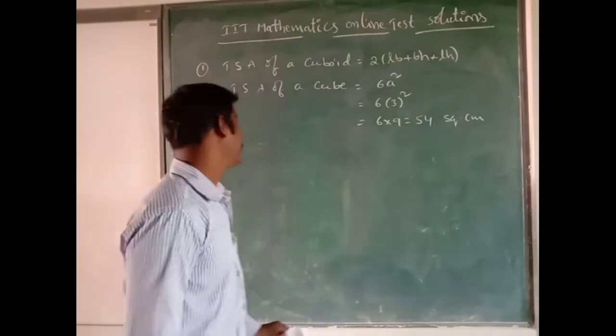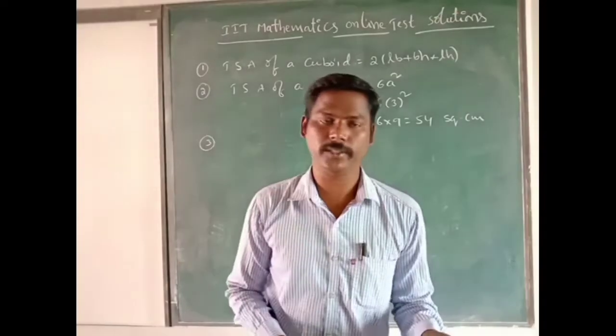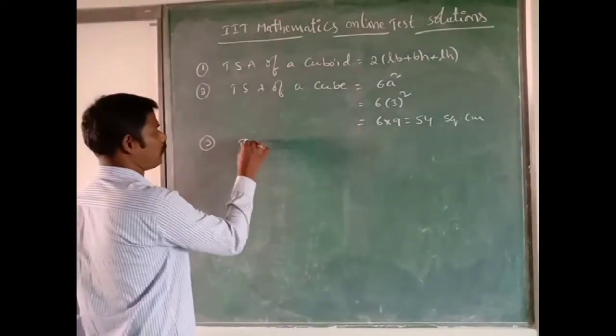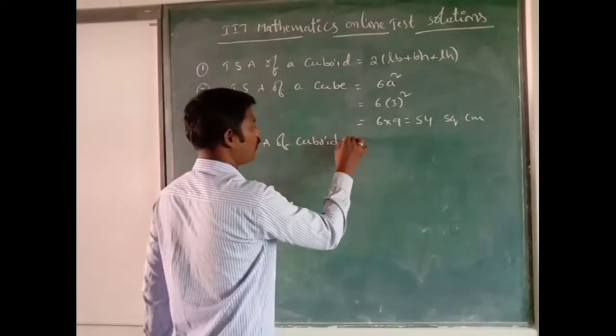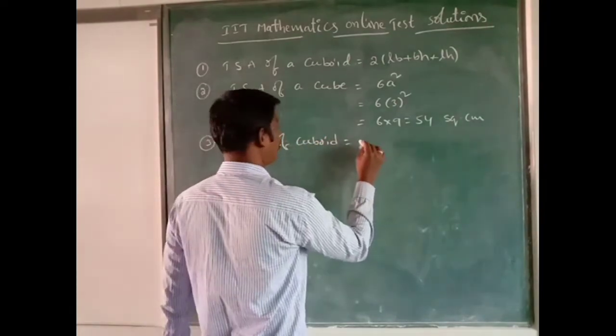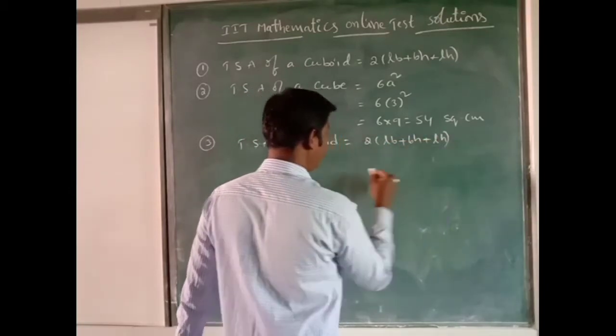Okay, children. Next, if you look at the third problem, what is the third problem given? The surface area of a cuboid shaped box having length 80 centimeters, 40 centimeters and 20 centimeters. So find the total surface area of the cuboid box. So what is the formula for total surface area of a cuboid box? Okay. So formula 2 into (LB plus BH plus LH).